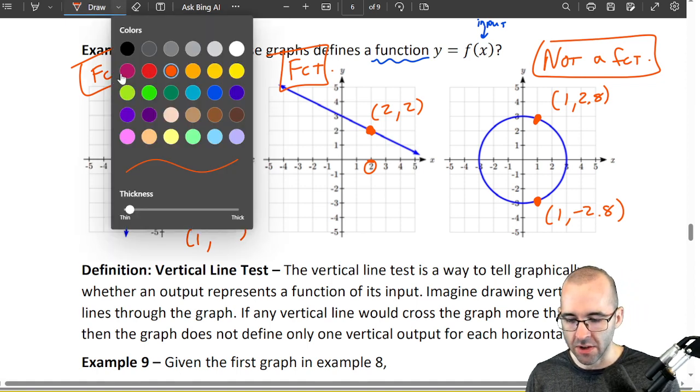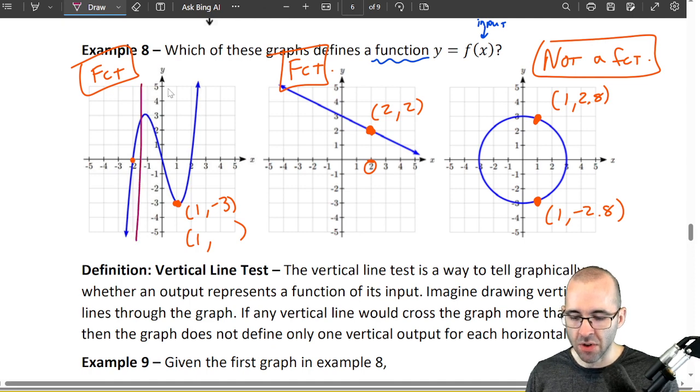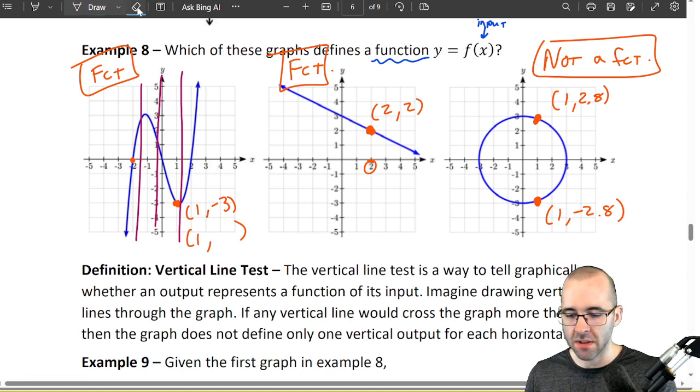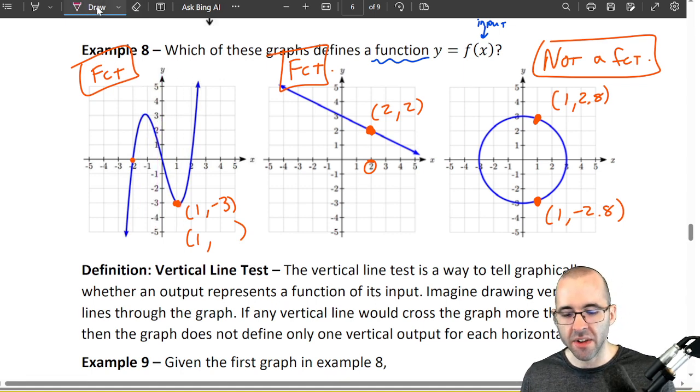So again, let's draw some lines. On this first one, any vertical line we draw only crosses the graph once, right? All of these vertical lines I'm drawing only cross the blue once. Same for the second graph.